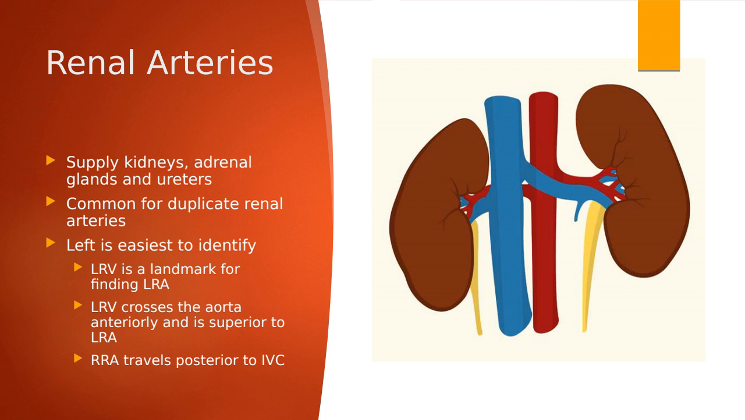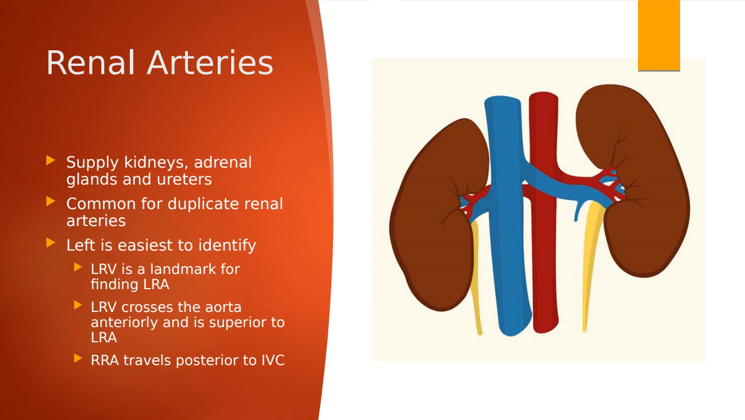Left renal vein is going to cross the aorta anteriorly and superior to the left renal artery, and the right renal artery, like we said, has to travel posteriorly to the IVC. Right renal artery is usually going to be longer than the left renal artery, and the left renal vein is going to be longer than the right renal vein.